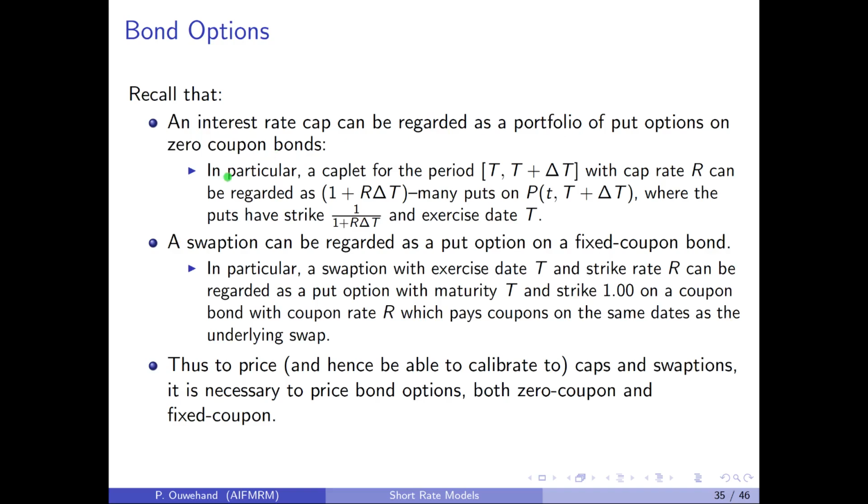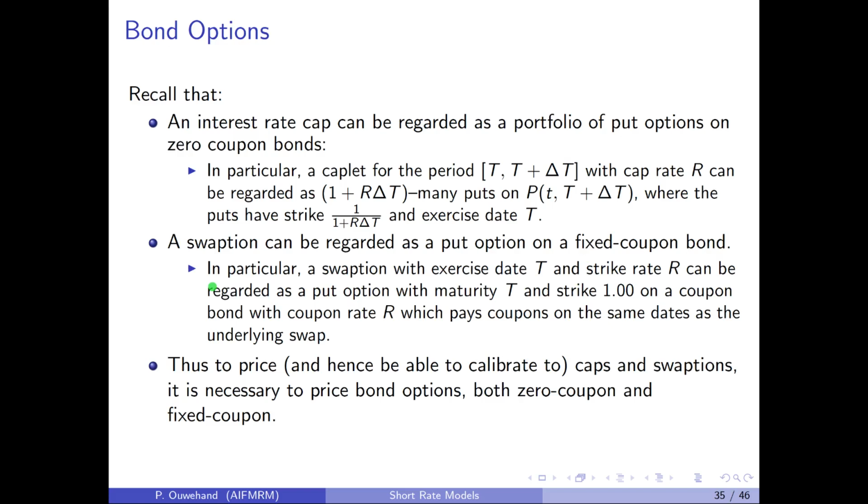Recall that an interest rate cap can be regarded as a portfolio of put options on zero coupon bonds. In fact, we showed that a caplet for the period from capital T to capital T plus delta T with a cap rate of R can be regarded as 1 plus R delta T many puts on the T plus delta T bond, where the puts have a strike of 1 over 1 plus R delta T and an exercise date T.